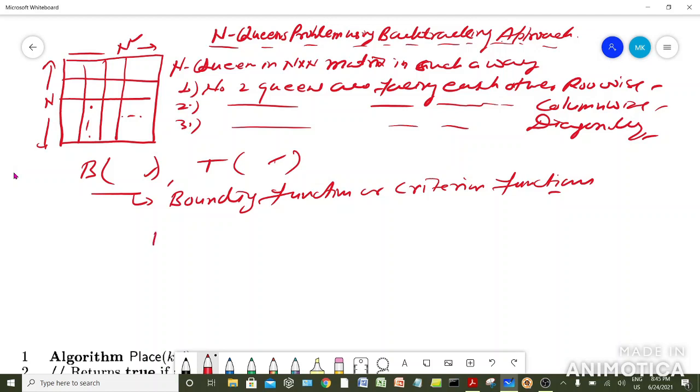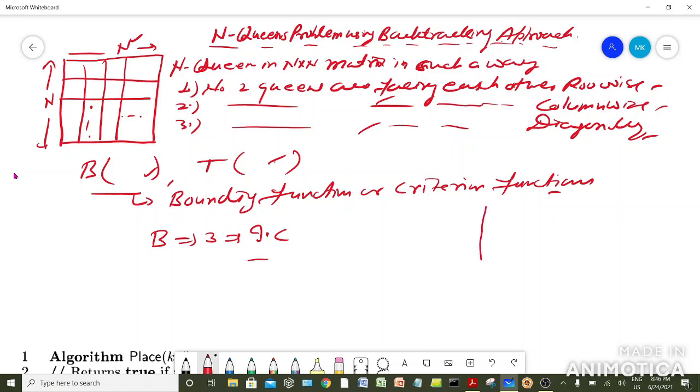So B means the bounding function. It should be constituted from the three implicit conditions which I just listed above. Means it should cater to the no two queens facing each other row wise condition, no two queens facing each other column wise condition, and no two queens facing each other diagonal wise condition. So we need to think about the bounding function B.